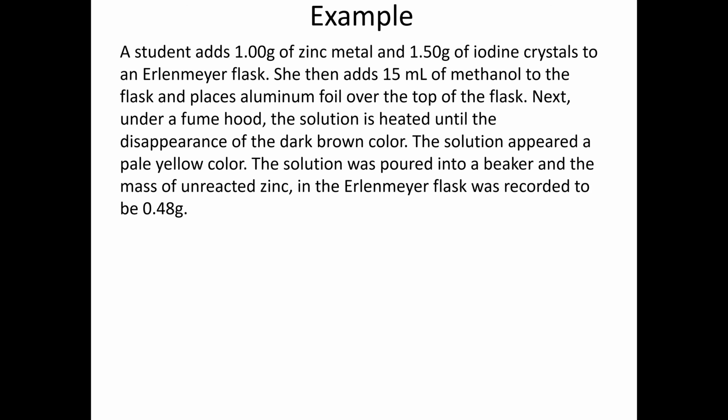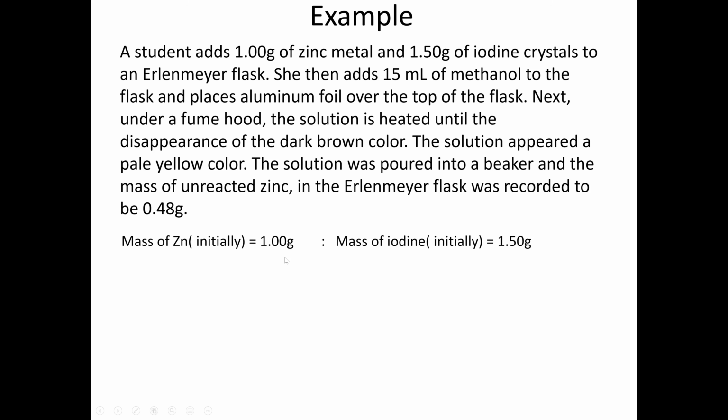So now we want to calculate the formula of this product between zinc and iodine. Now the fact that there's unreacted zinc automatically tells you that all the iodine gets consumed. And the way we know all the iodine gets consumed is because it goes from a brown to a colorless solution. So when it goes colorless, that's a key indicator that all the iodine has been consumed.